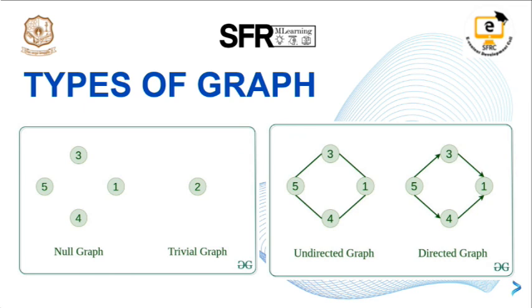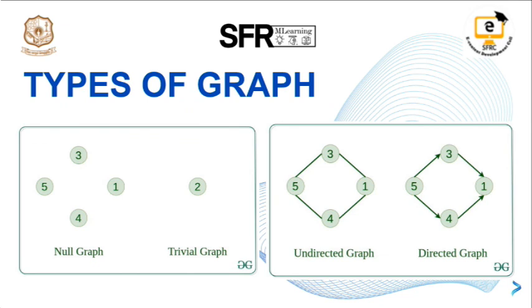Here are the types of graph. The first type is the null graph. A graph is known as null graph if there are no edges in the graph. In this example, we are seeing this graph has no edges, that is the lines. This graph doesn't contain any lines. That's why it's called a null graph. The second type is trivial graph. Trivial graph refers to the graph that has only one vertex. It is also the smallest graph that can be drawn.